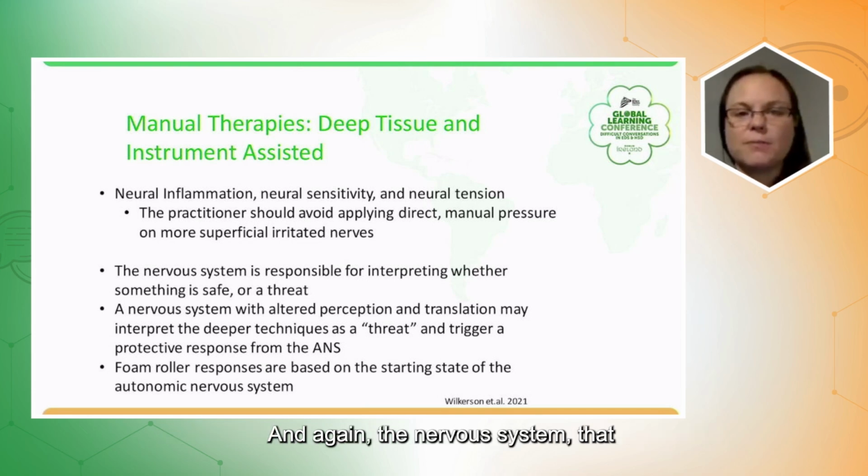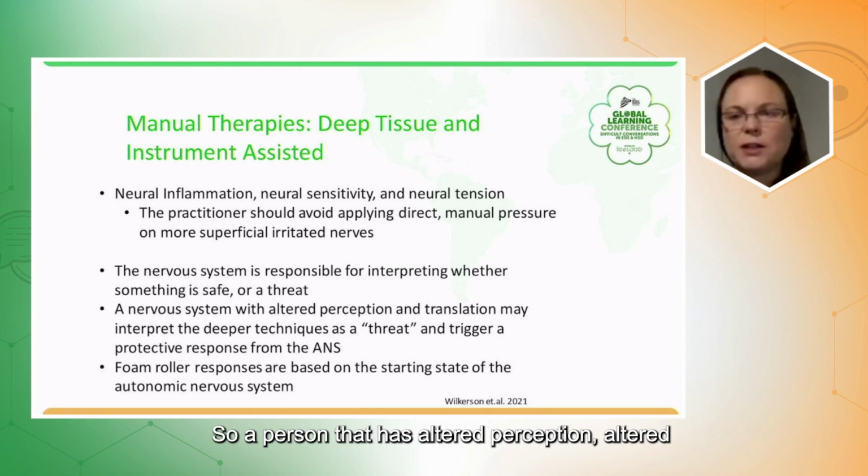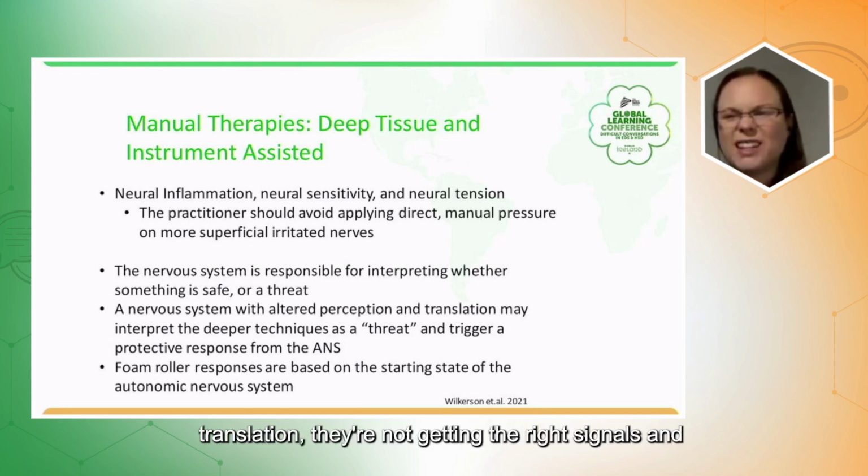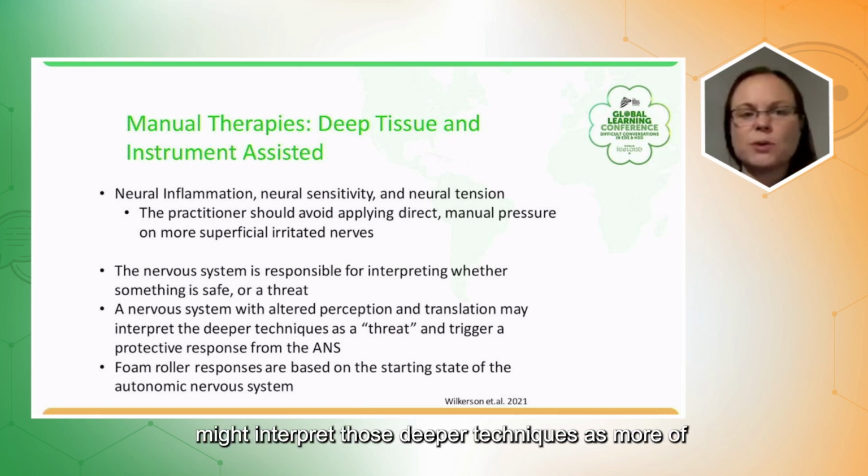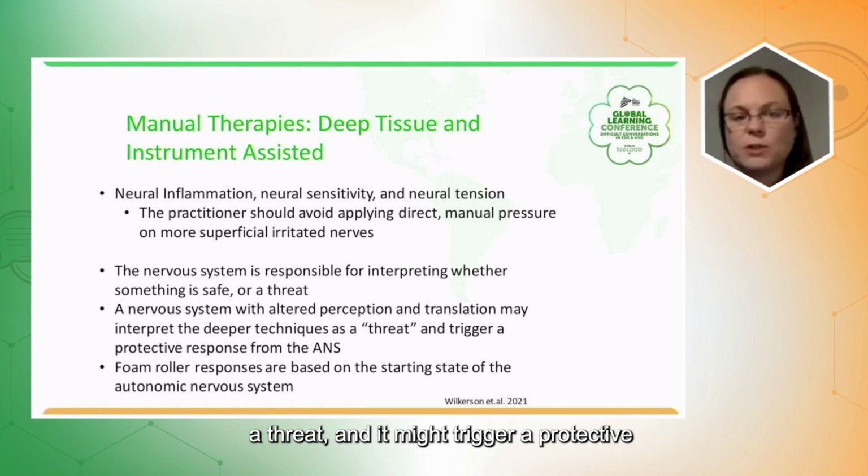And again, the nervous system is what's responsible for interpreting whether something is safe or a threat. So a person that has altered perception, altered translation, they're not getting the right signals and their body isn't giving them the right messages, might interpret those deeper techniques as more of a threat. And it might trigger a protective response from the autonomic nervous system.